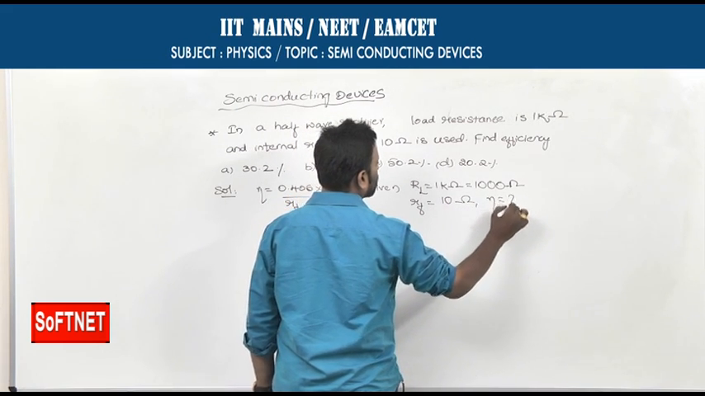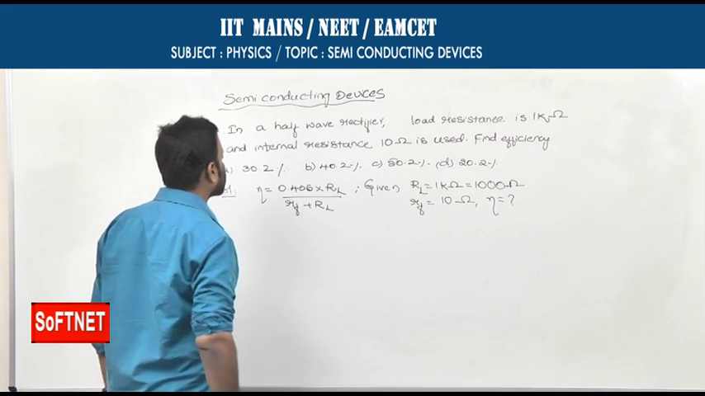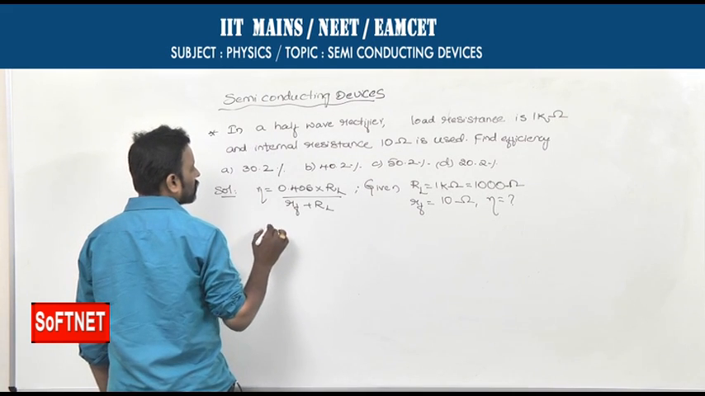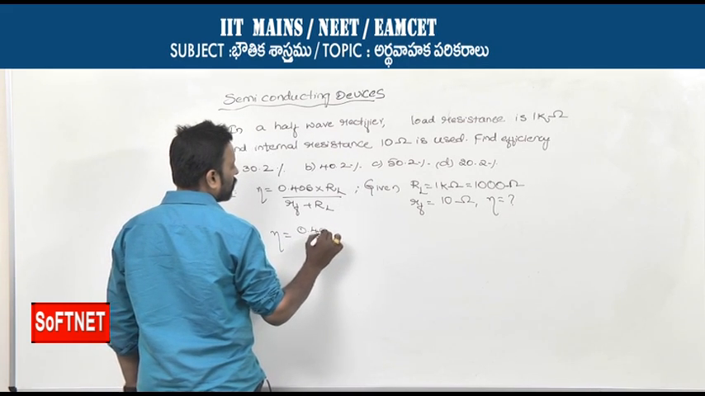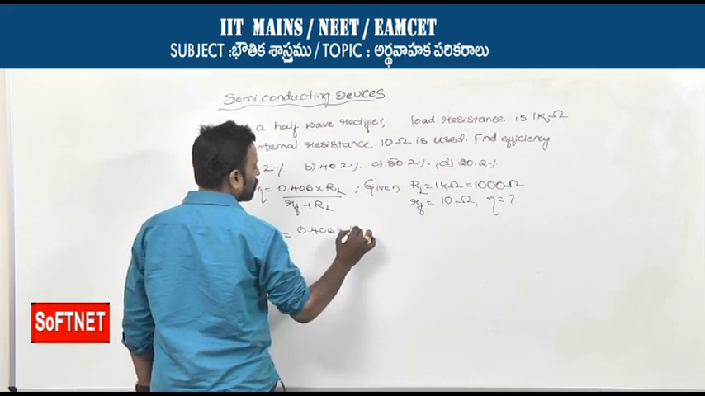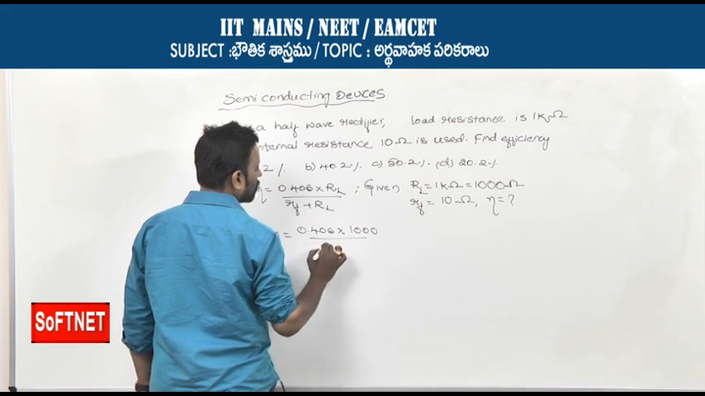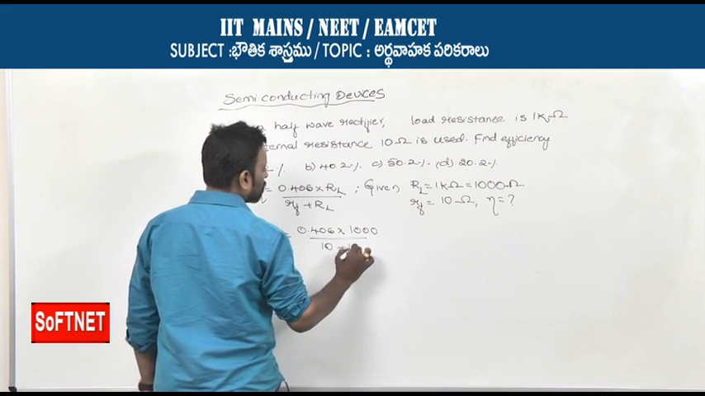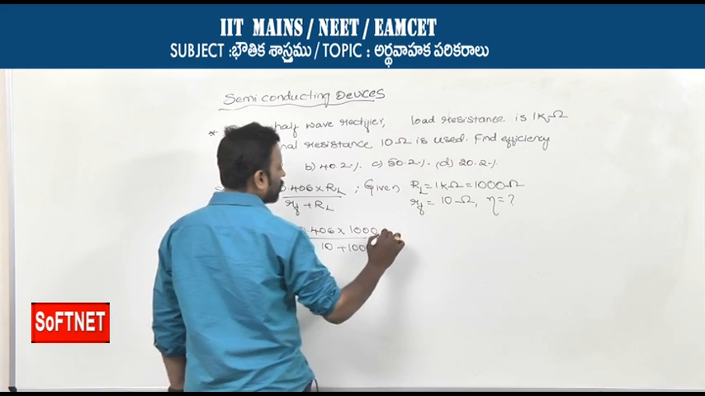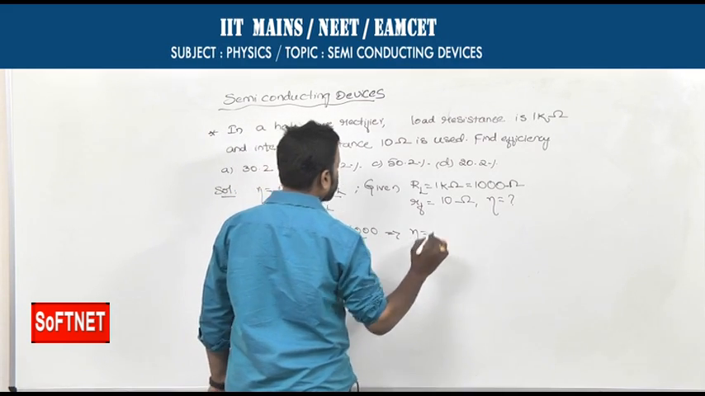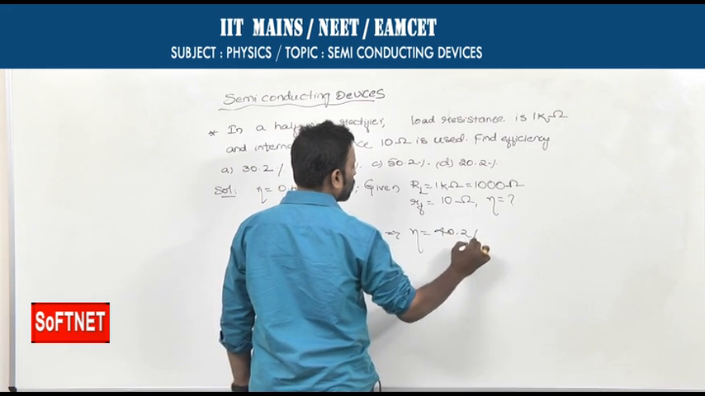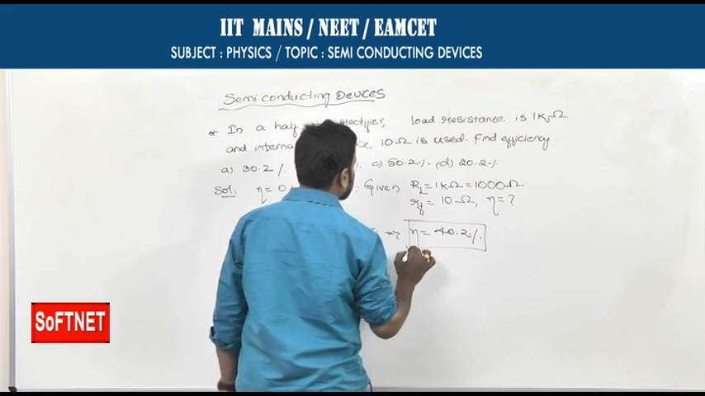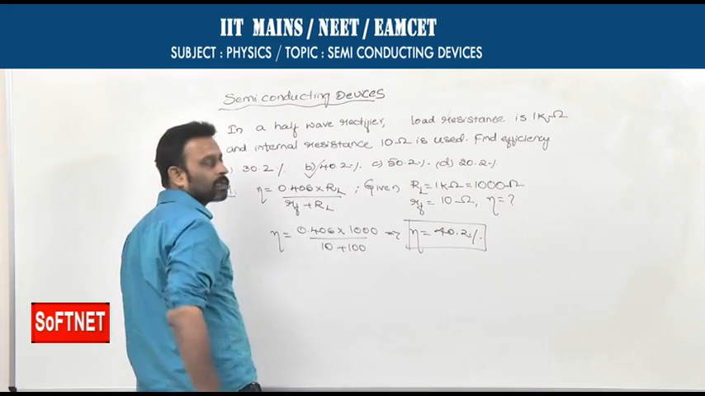The efficiency of the rectifier you are asked to calculate. Substituting the data in this relation, we get eta is equal to 0.406 into 1000 by 10 plus 1000. When you simplify this, nearly you will get the efficiency as 40.2%. So the second option is the correct one.